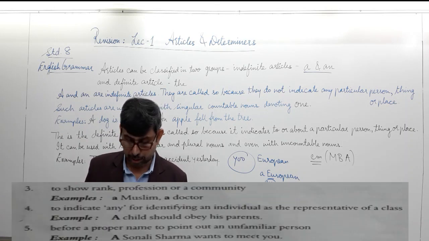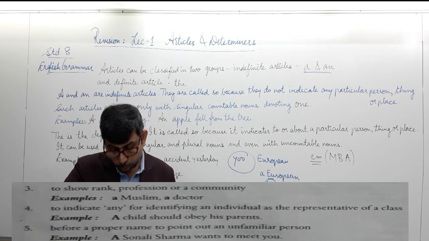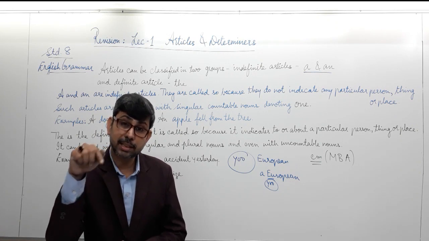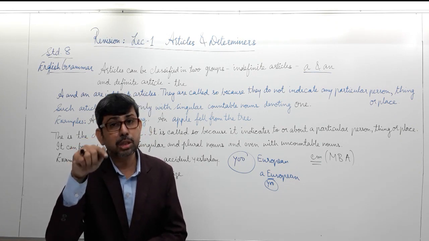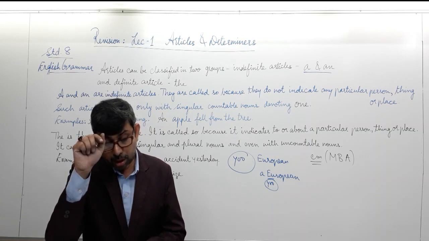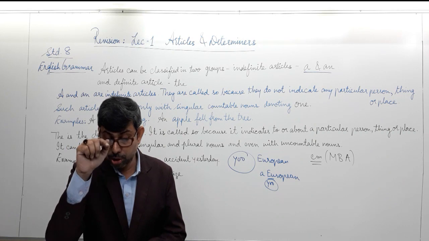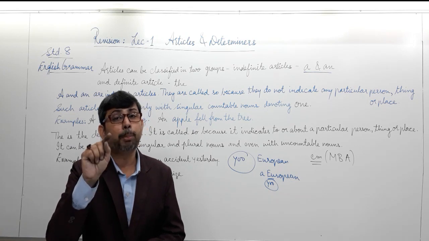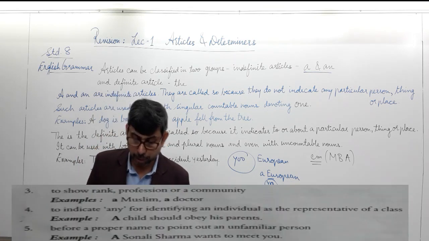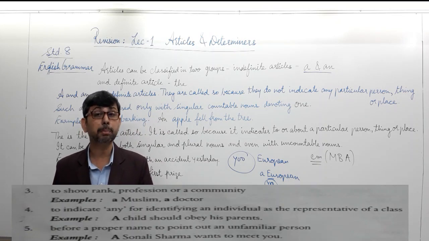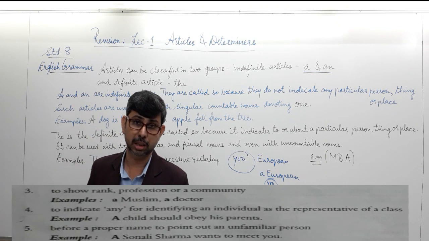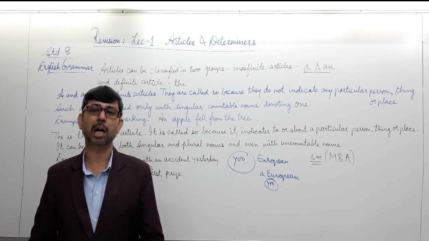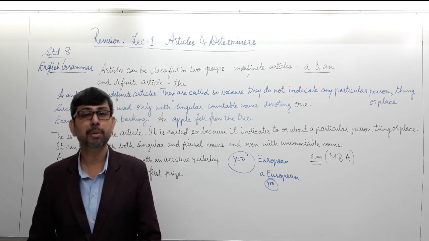The fifth usage of the article a is before a proper name to point out an unfamiliar person. Yes, this is the thing which I had just discussed when I was discussing the features in the tabular chart with you, that the article a and an are generally used with countables, but yes, there is one place where we use it with a proper noun, that is before a proper noun to point out an unfamiliar person, someone who is unfamiliar. When you do not know a person at all and you are talking about such a person, we make use of the article a or an accordingly.